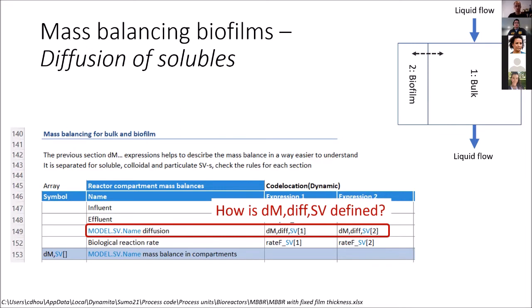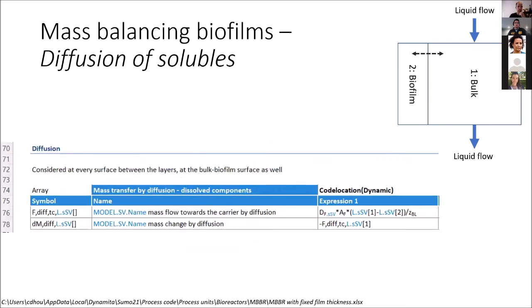So, answer the question, okay, great. Diffusion we see in the mass balance, it's dm comma diff comma sv square brackets 1. What is that supposed to represent? So the fun thing with Sumo as a simulator, which I really like, is that the model itself is open source. And so if you want to find out what one line item in a mass balance represents, the code is open source, so you can go and see, oh, dm comma diff comma so-and-so is equal to minus f comma diff comma tc comma l, whatever that means.